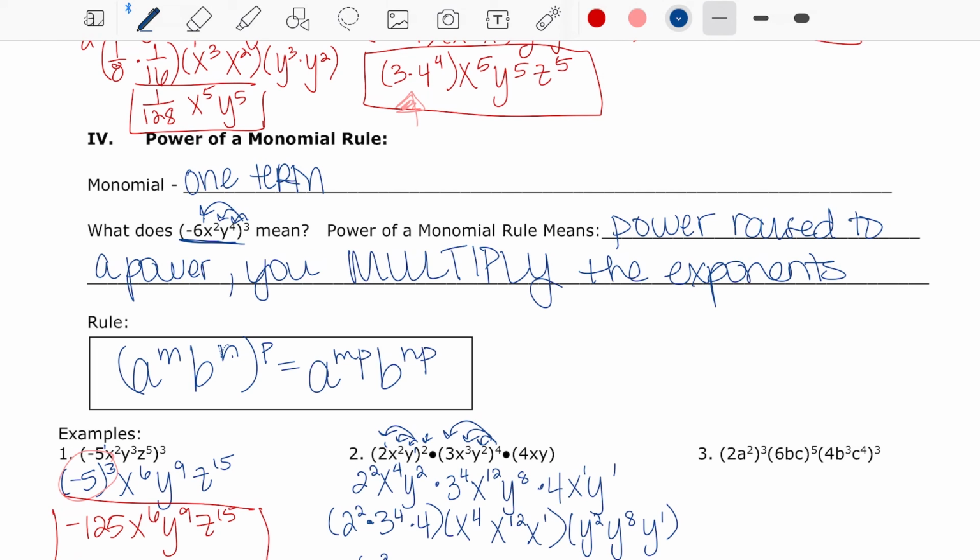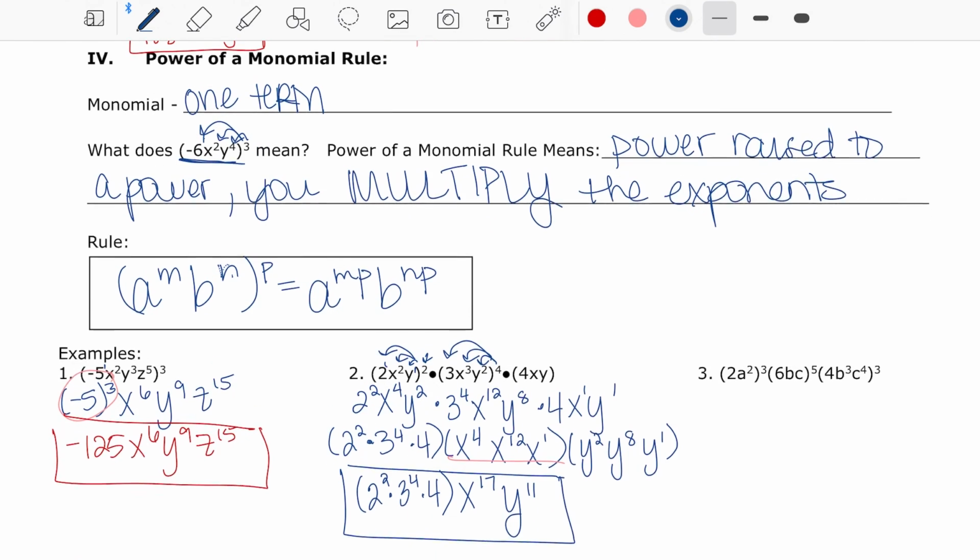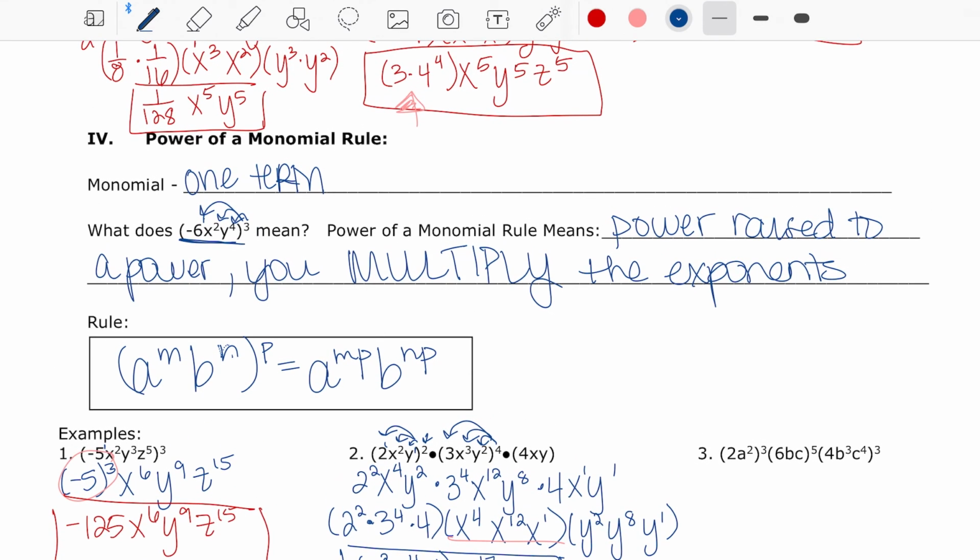So I'm going to write 2 squared times 3 to the 4th times 4. And when I multiply these same bases right here, that's when I add my exponents. So I get x to the power of 17, and then y to the power of 11. And we are done. So I want you to take a moment and do number 3 on your own. When you're ready to check your work, please unpause the video and take a look to see how you did.